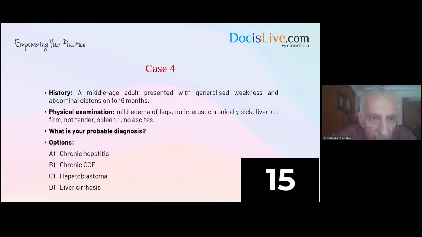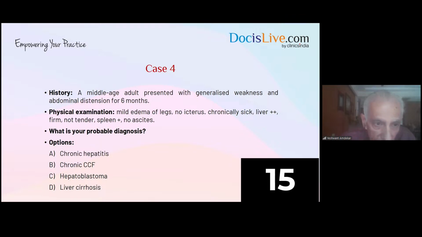Now, the next slide is that again a middle-aged adult who presented with generalized weakness and abdominal distension for 6 months. Make a note. It's a long duration. The patient has a mild edema of legs. He has no icterus. Okay. And he's looking chronically sick.